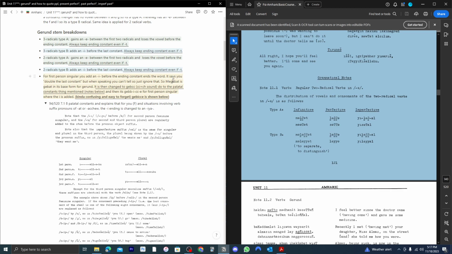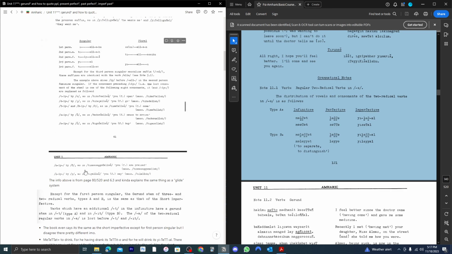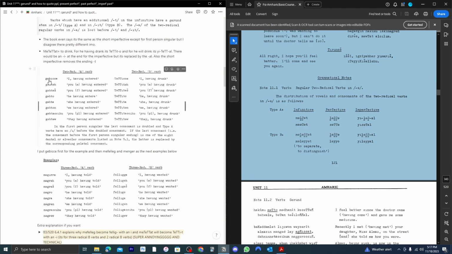M-E-G, sorry, this isn't actually here. M-E-G-B-A-T. So I think this is a 2 radical, and it's a type A. So basically, it's going to add an E here. It's going to remove this vowel here. And this T, because it's one of the ending palatal consonants, is going to become a CH. So we come down here, E is added.